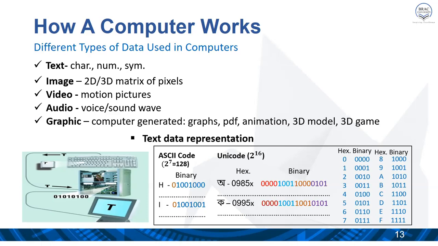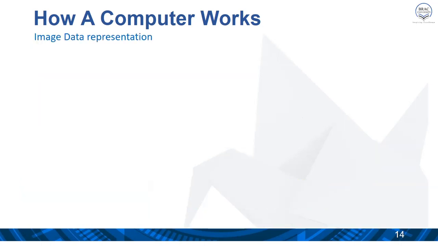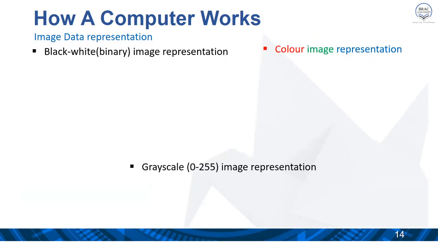Now we are moving to the image data representation. There are different types of image data that can be used by the computer. I mean, different types of images are being used by the digital computer. These are black and white, grayscale, and color images.